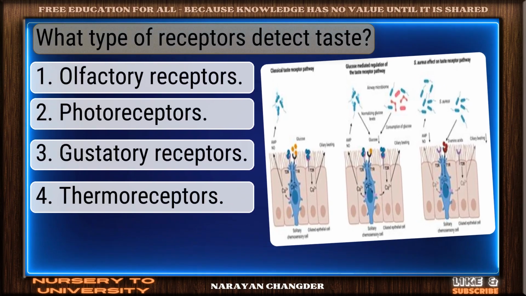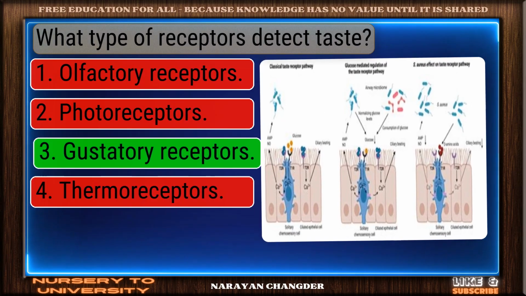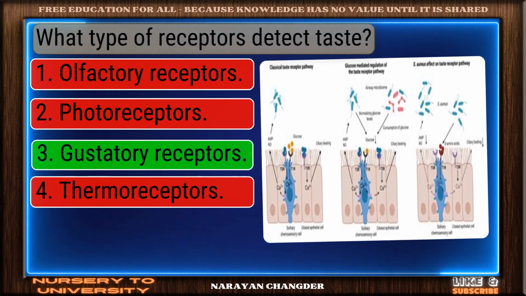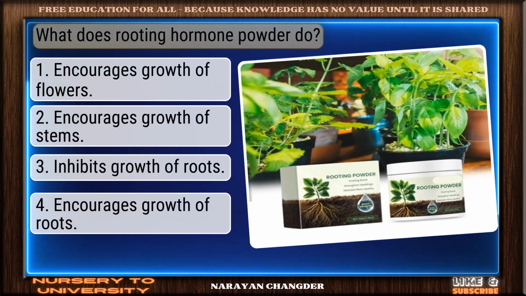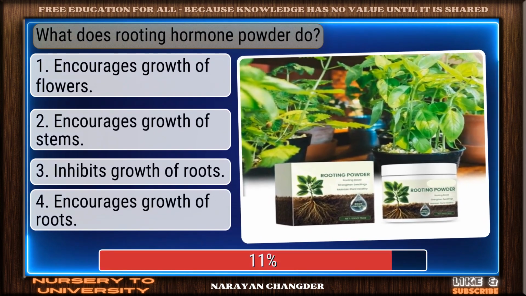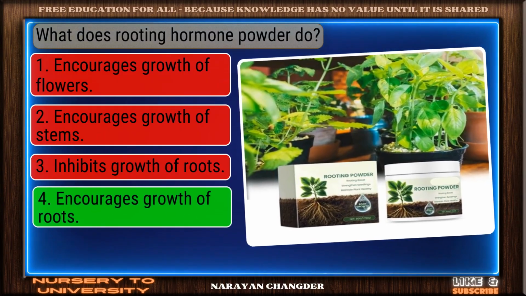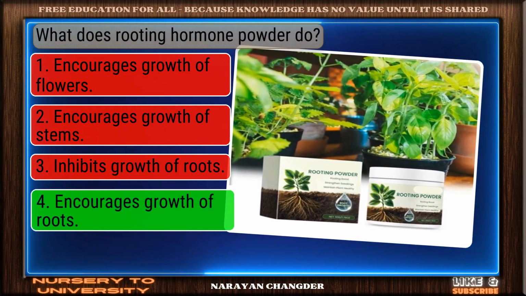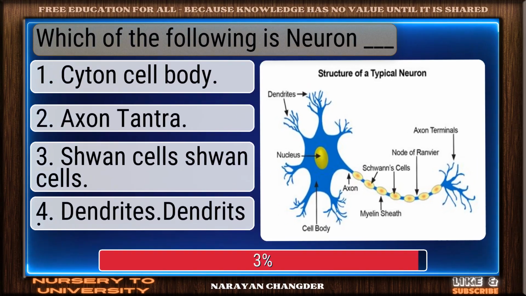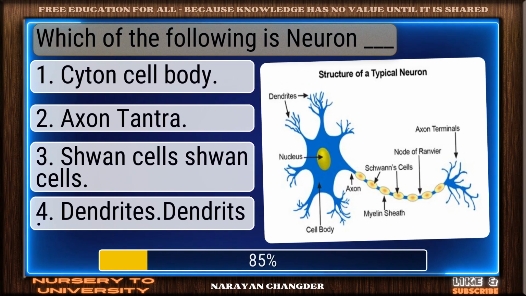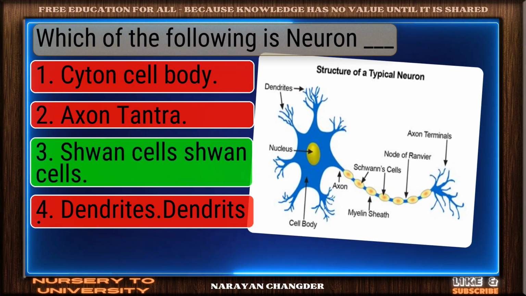What type of receptors detect taste? You chose gustatory receptors. Correct. What does rooting hormone powder do? Great job. Encourages growth of roots is accurate. Which of the following is neuron, dash? Excellent. Schwann cells is well reasoned.